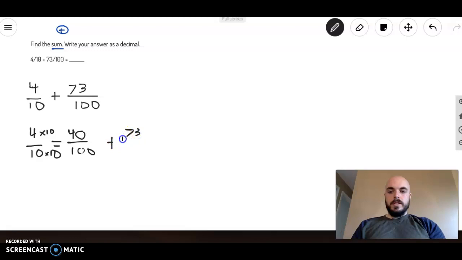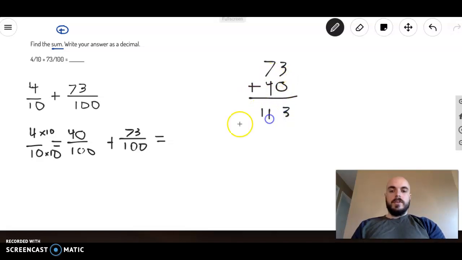73 hundredths equals, so over here I'm going to do vertically 73 plus 40. 3, and 11. So I have 113 over 100. Okay. So this is the twist right here as compared to yesterday's, is that we have now an improper fraction that we have to turn into a decimal.